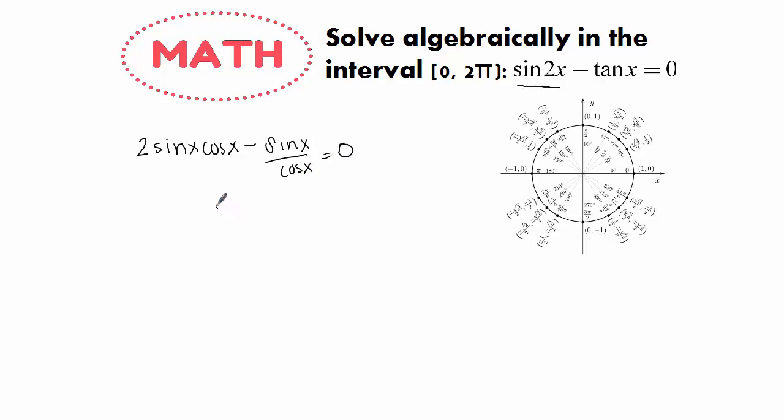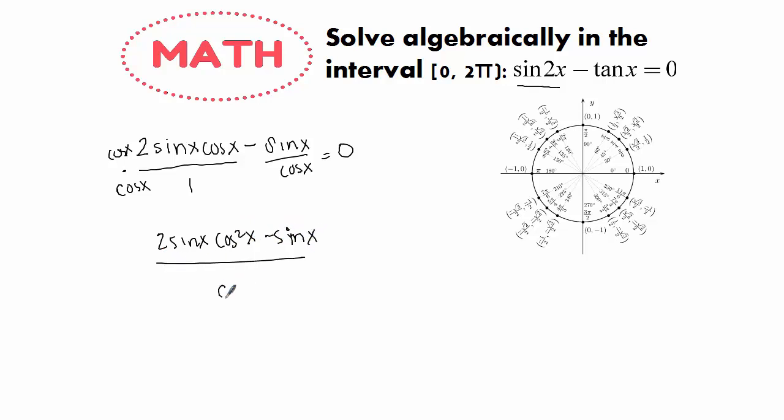Now at this point, we realize we're going to need common denominators. So we're going to take 2 sine x cosine x, put it over 1, and then multiply the top and the bottom by cosine so that we get those common denominators. So the numerator is going to become 2 sine x cosine squared x minus sine x over cosine x. Now we have one common denominator and the whole thing's equal to 0.